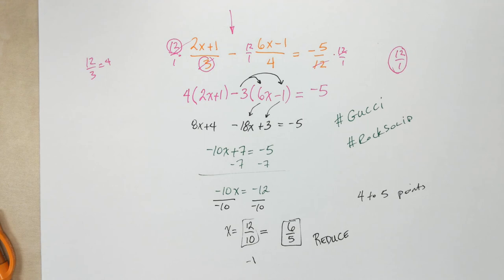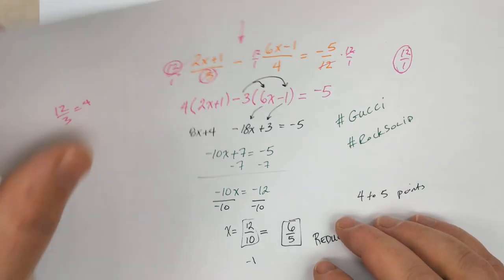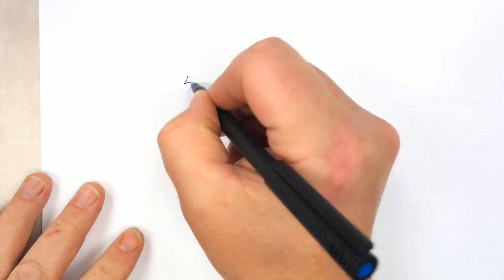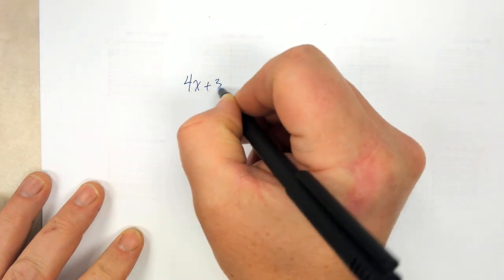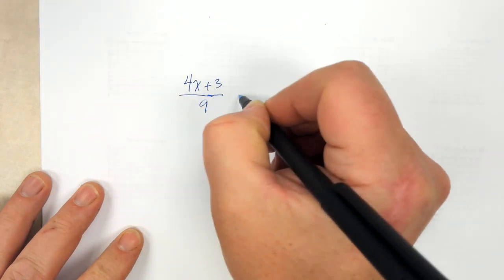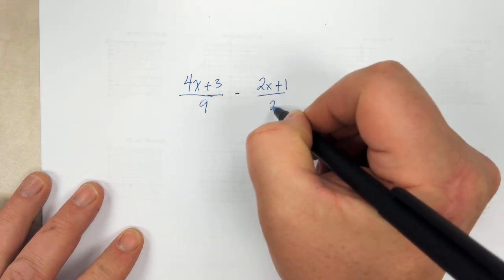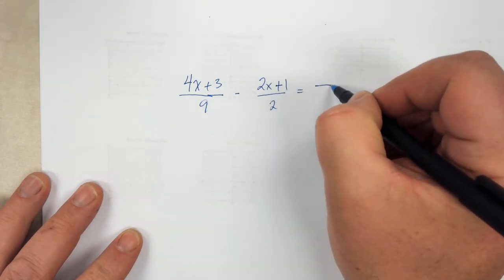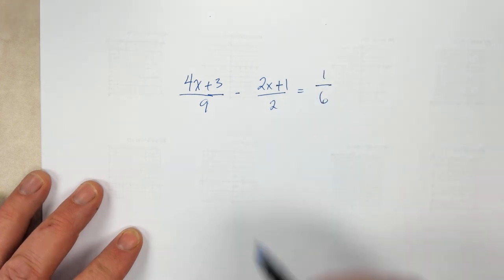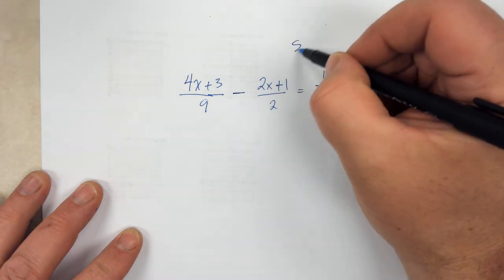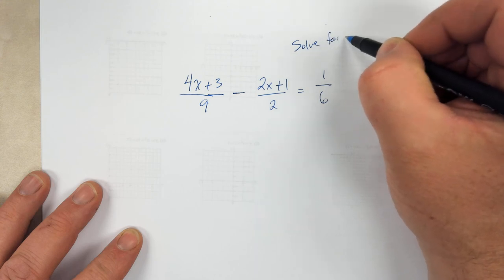Okay, so do you want to try one? Last one for the day. Sure. And then we're D-O-N-E, finished, which is a couple minutes early, but that's what we had to learn, and we took our time. I think you guys are doing pretty good. So here we go. 4x plus 3 divided by 9 minus 2x plus 1 divided by 2 equals 1 sixth. And of course, we're going to solve for x.